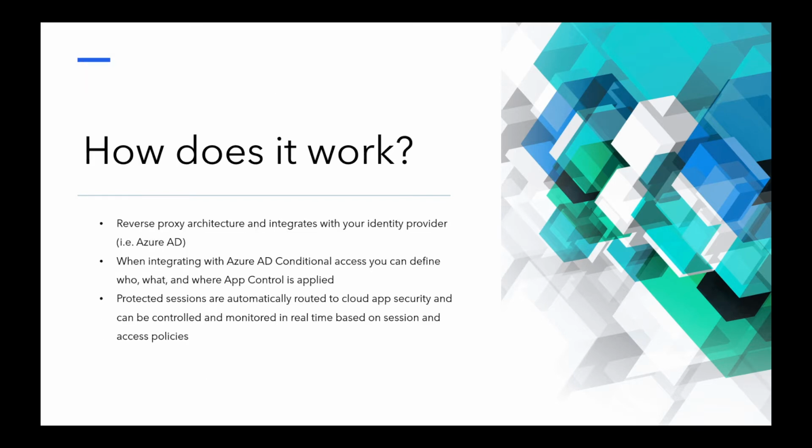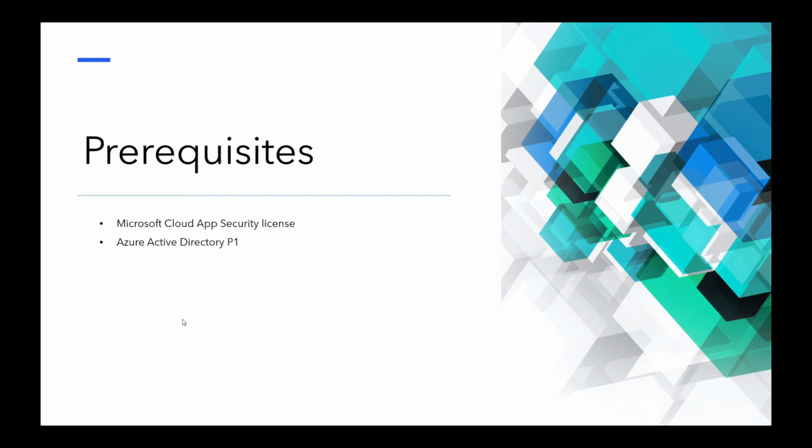It uses reverse proxy architecture and integrates with your current identity provider, for example, Azure Active Directory. When integrating with Azure AD Conditional Access, you can define who, what, and where app control is applied. Protected sessions are automatically routed to Cloud App Security and can be controlled and monitored in real time based on session and access policies. A couple of prerequisites you'll need to use Microsoft Cloud App Security Conditional Access App Control is a Microsoft Cloud App Security license and Azure Active Directory P1.